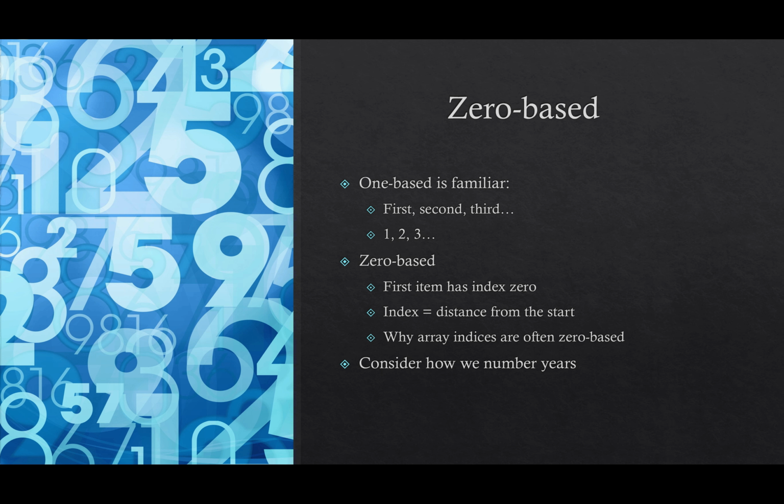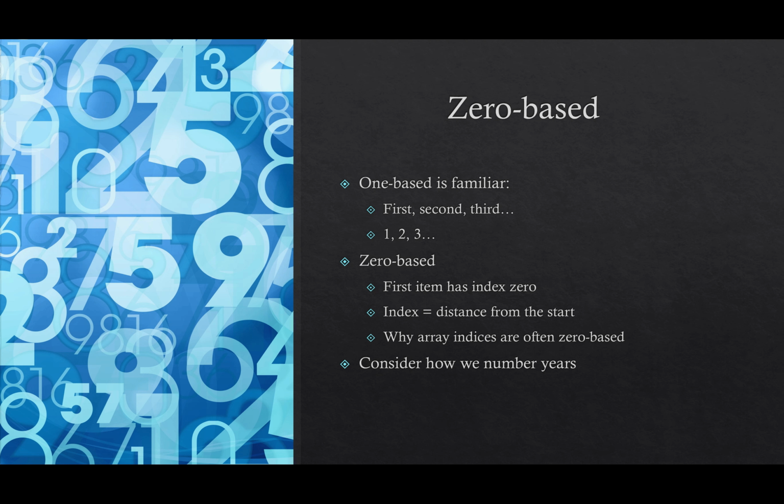But it does have the nice property that the index is just the distance from the start of the sequence. So you could think of the index of an item as the number of items before it, or the distance, measured in number of items, from the start, from the origin of the sequence. And that, in fact, is why array indices are often zero-based in most programming languages, because it's just very efficient then to compute the offset in memory from the start of the array to an item with a particular index. You just multiply the index by the size of each item.